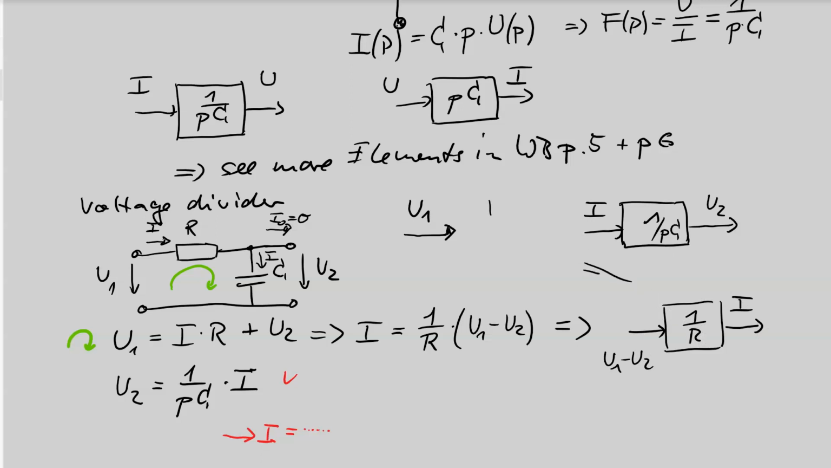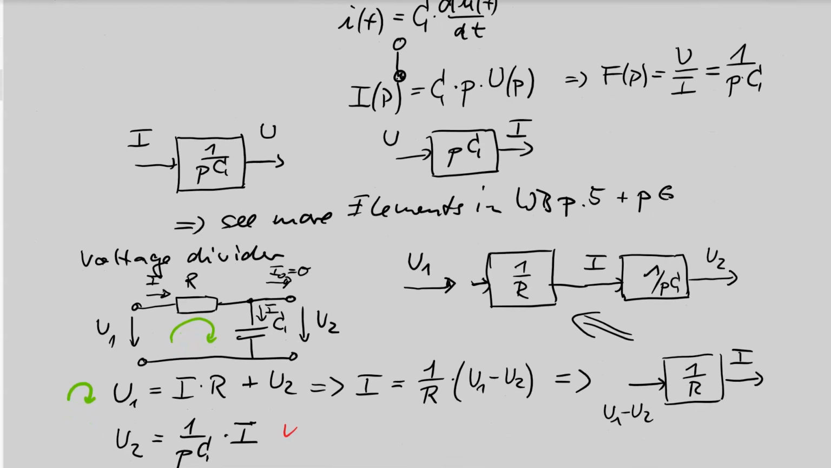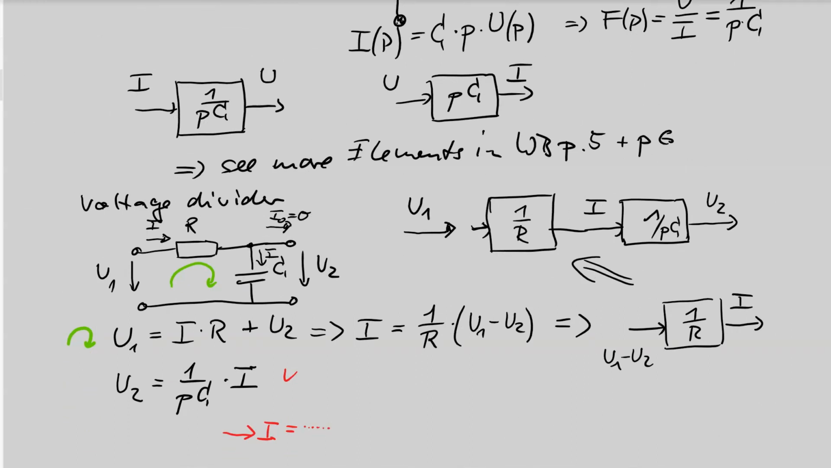What I do is I use this element to fill this gap. I is the output, so this fits to this input. The function is 1 over R, and here the input is not U1, it's U1 minus U2. How can I get U1 minus U2? Go back to the elements. The difference of 2 voltages is easily drawn with a summing point. So I can here just use the summing point.